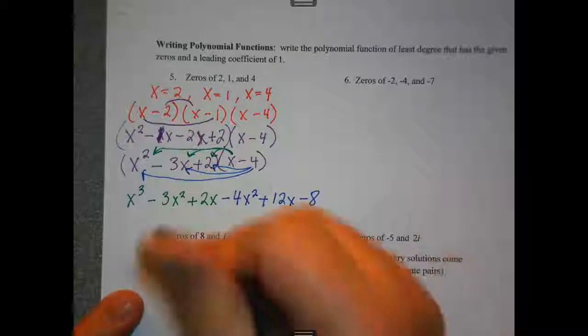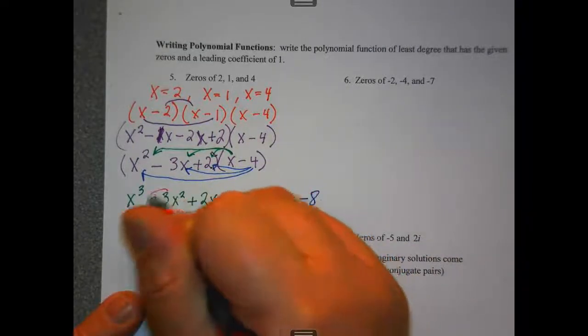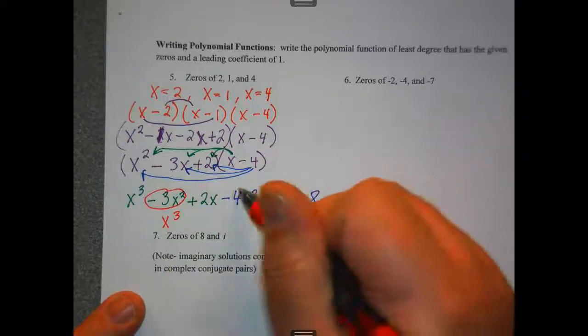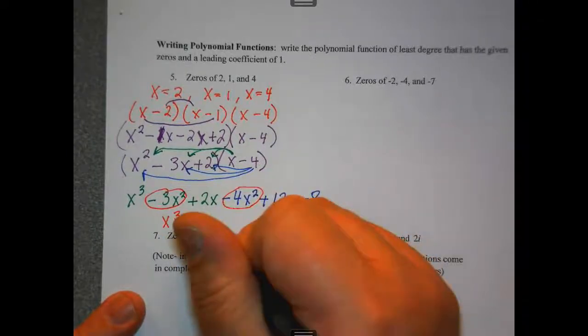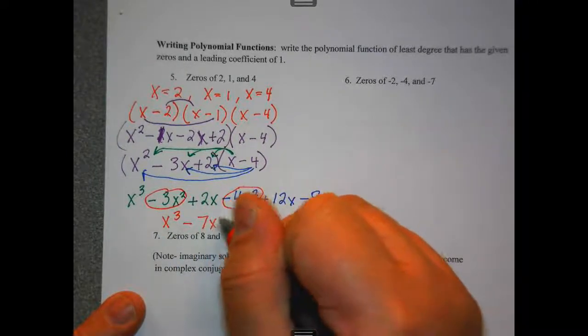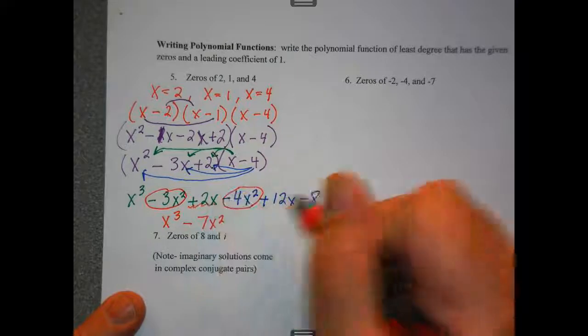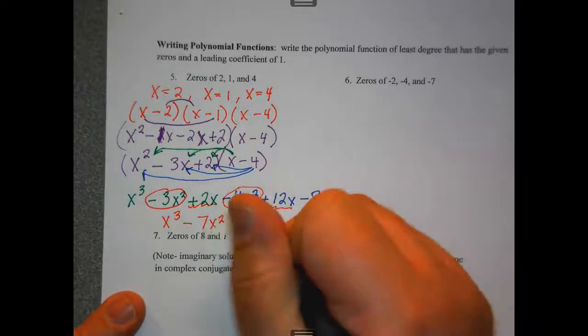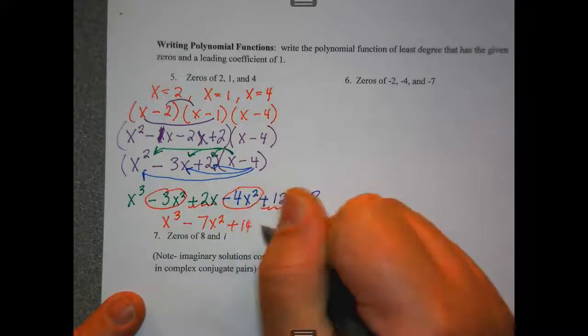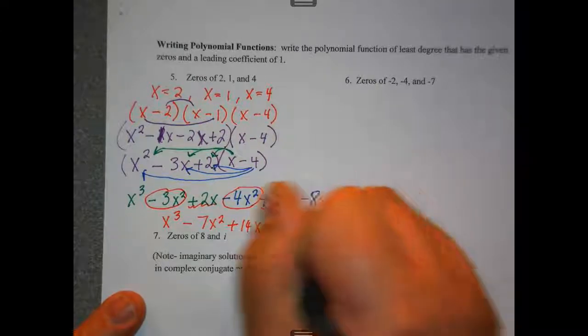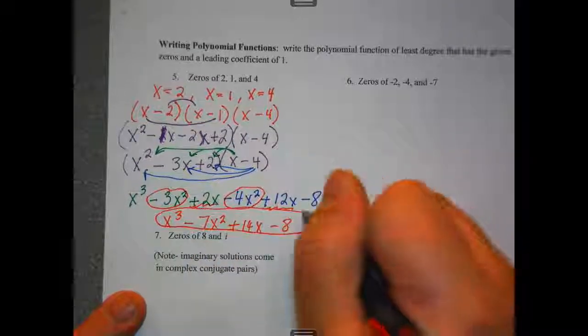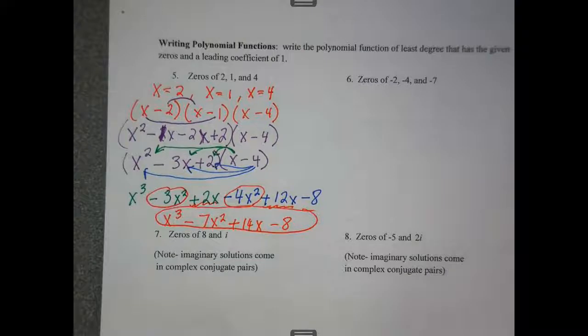Combine your like terms. Negative 3x squared, negative 4x squared, plus 2x, minus 8. Okay, that's how you get a polynomial given the zeros.